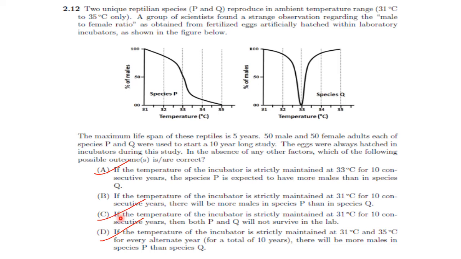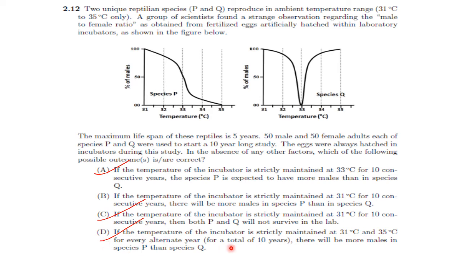wrong. Then the next one: if the temperature of the incubator is strictly maintained at 31 degrees Celsius for 10 consecutive years, then both P and Q will not survive in the lab. I told you already that at 31 degrees Celsius, 100% males will be present in P, and 100% males will be present in Q. So there won't be any females and there won't be any reproduction taking place because females are absent. And so at 31 degrees Celsius, both the species will be wiped out. That is, P and Q will not survive in the lab. So option C is correct, B is wrong.